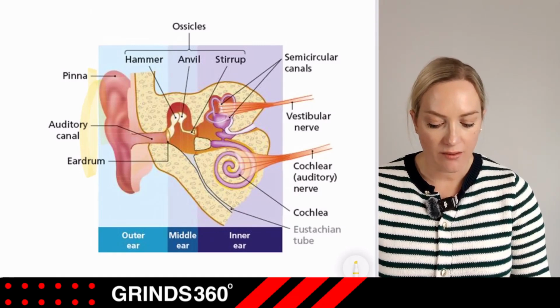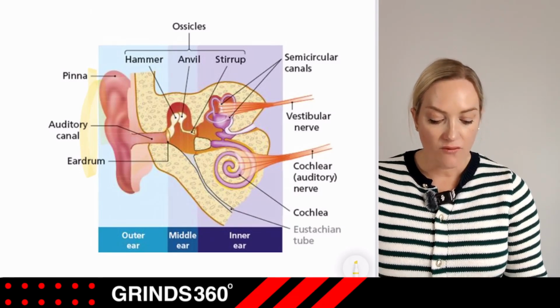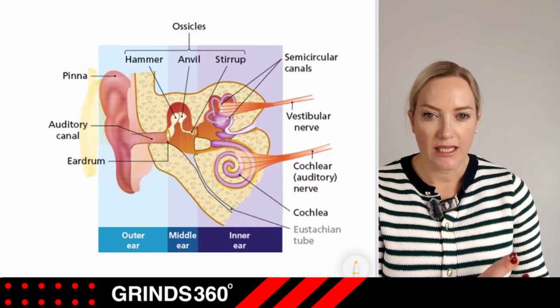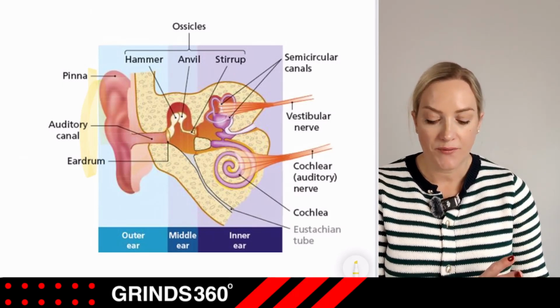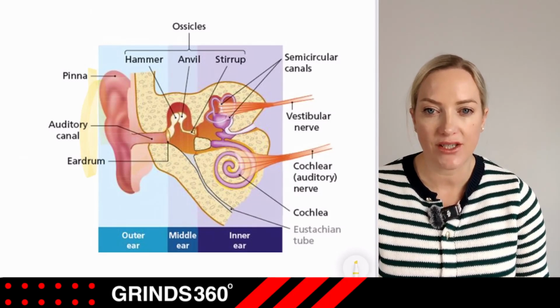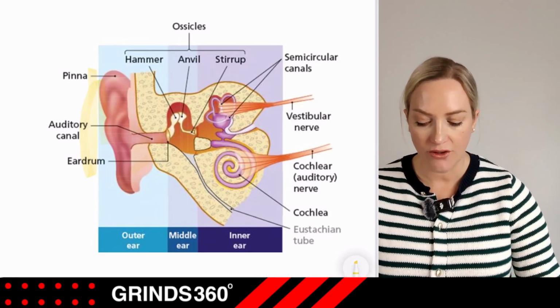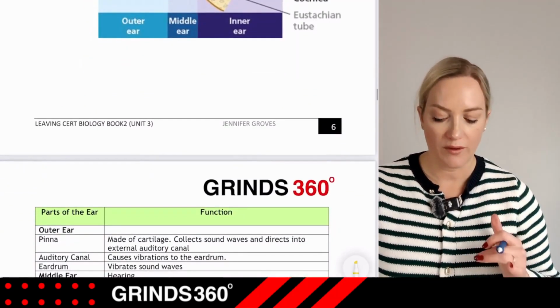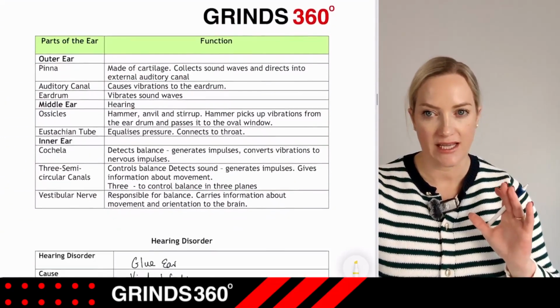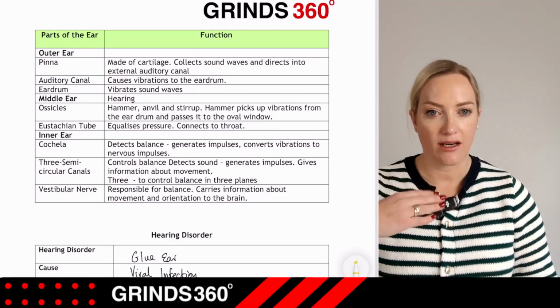In your inner ear, we have here your cochlea, which kind of looks like a snail. Branching off your cochlea is your auditory nerve. We have up here our 3 semicircular canals, and coming off that is our vestibular nerve. So now we're going to look at the functions of what we've just talked about. We're going to go outer ear, middle ear, and inner ear.